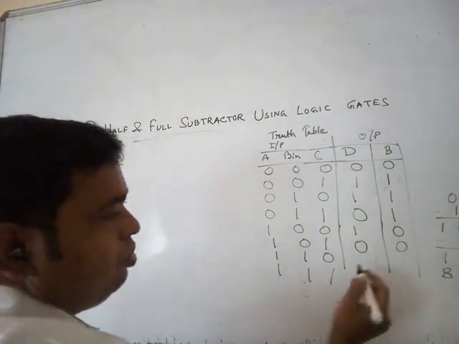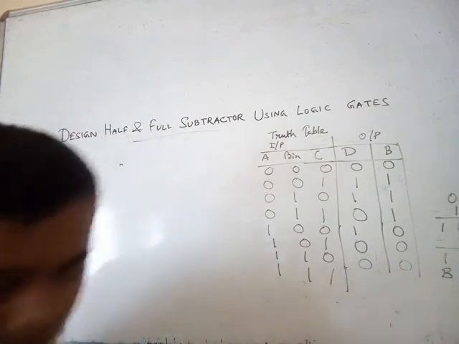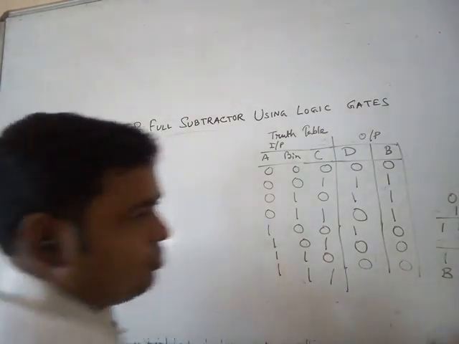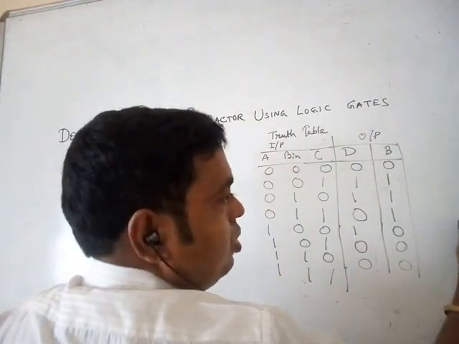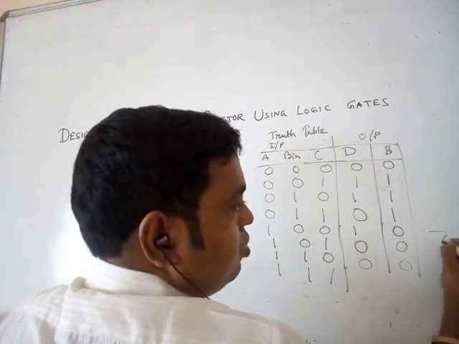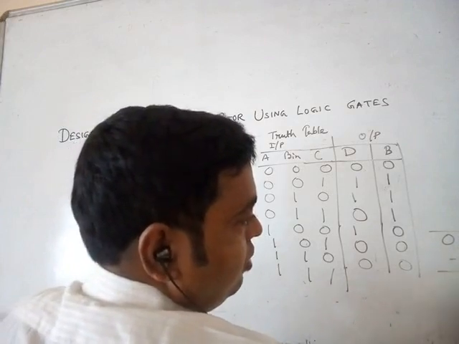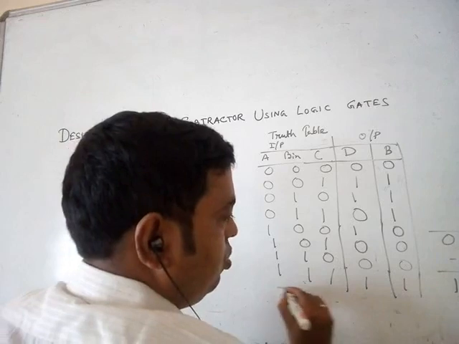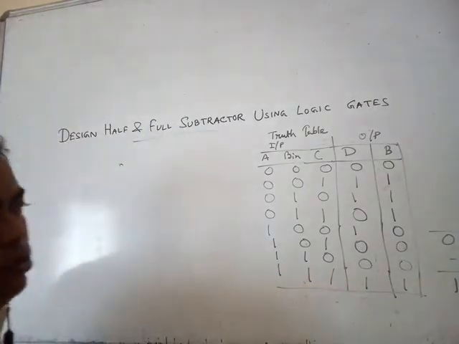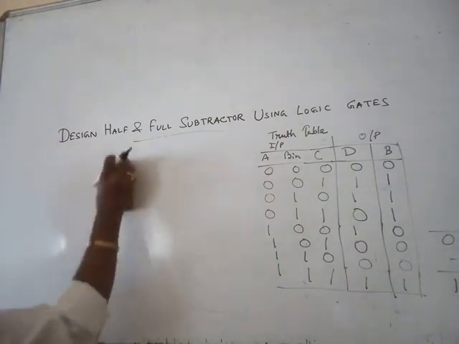For 1 1, it will be the same. From 1 to 1, if we subtract 1 from 1, then difference 0, borrow 0. And then 1 subtract, then difference 1, borrow 1. So it is 1 and 1. So this is the truth table of the full subtractor. I think you understand the truth table. We have to design first.